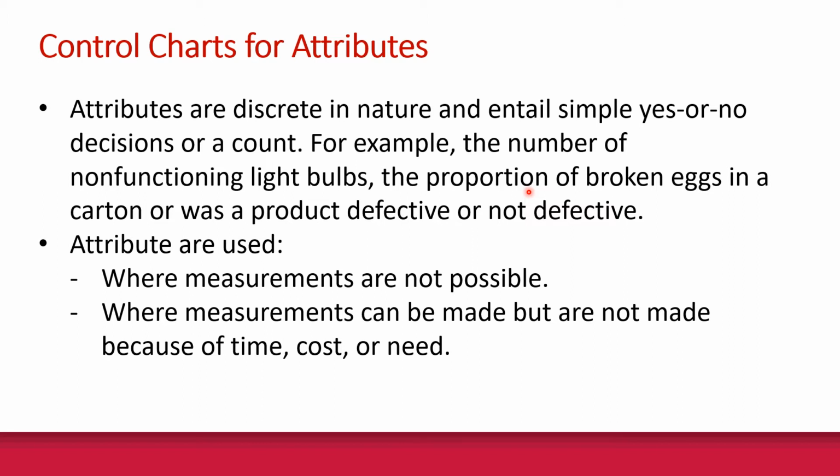So you have 2 ways to do it. You could either count the number that are defective, or you do a proportion and use that as your number. And we'll talk about the different types of attribute charts. Some of that comes into play when we try to decide if we want to do a count or we just want to do a fraction. So when are attributes used? Well, attributes are used typically where measurements are not possible, or where measurements can be made but are not because of time, cost, or need.